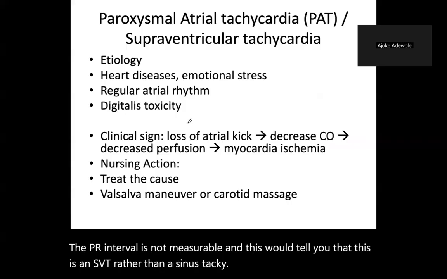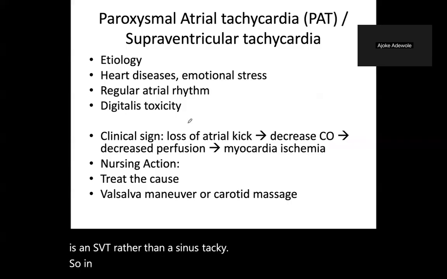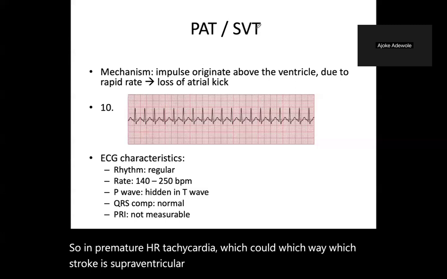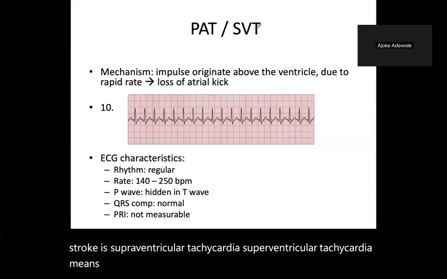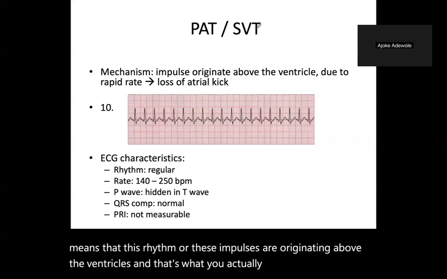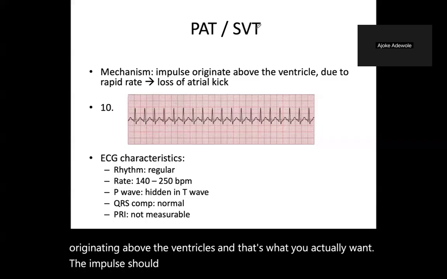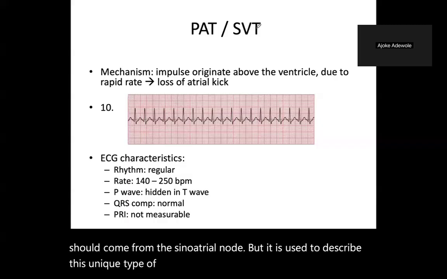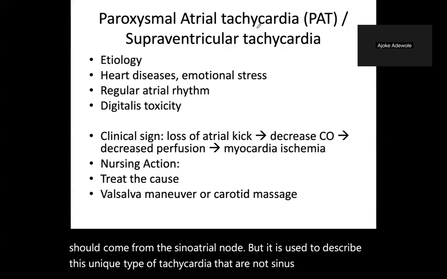So in premature atrial tachycardia, which is a supraventricular tachycardia. Supraventricular tachycardia means that these rhythms or these impulses are originating above the ventricles, and that's what you actually want. The impulses should originate above the ventricles, right? They should come from the sinoatrial node, but it is used to describe this unique type of tachycardias that are not sinus tachycardias.